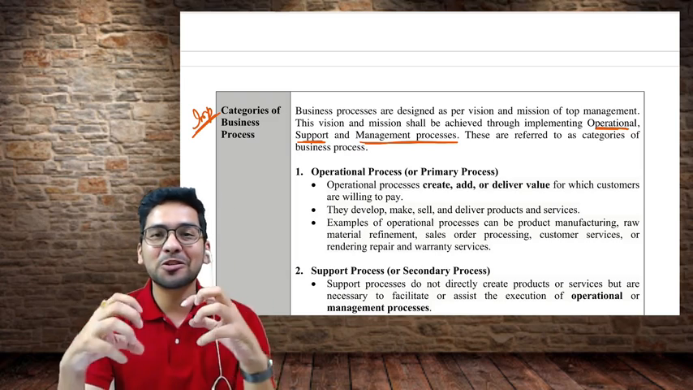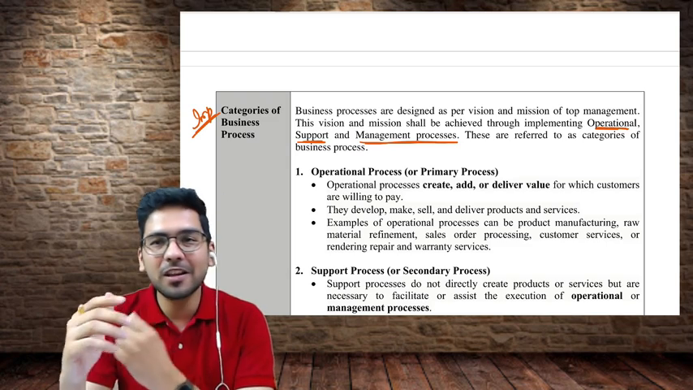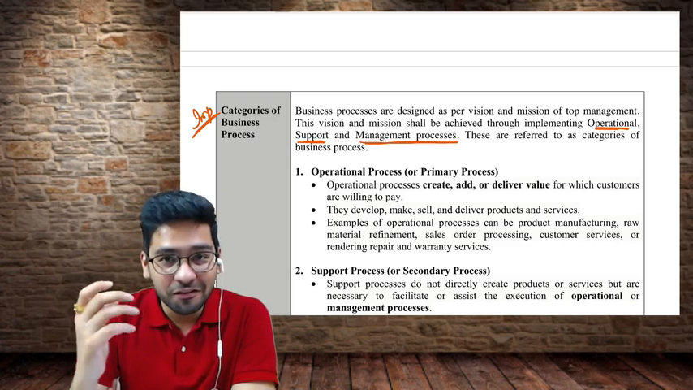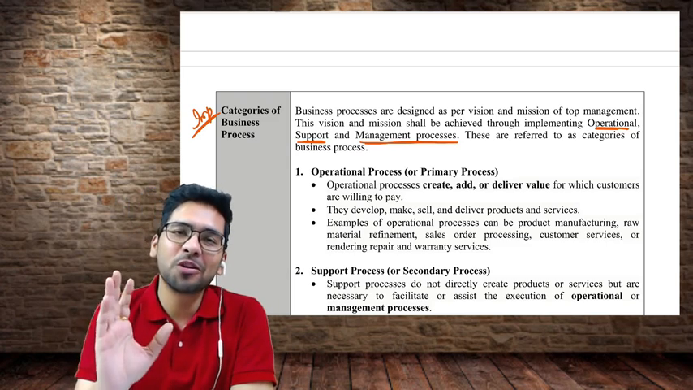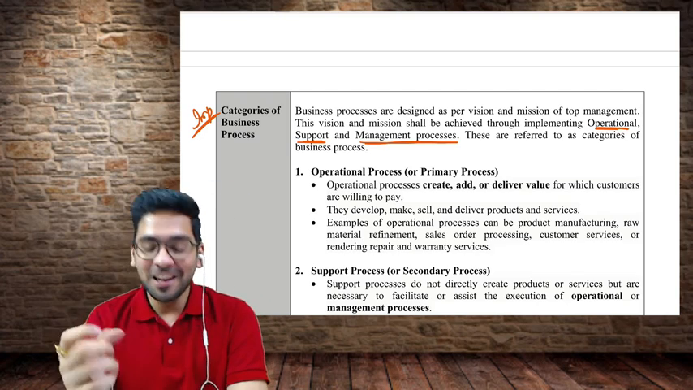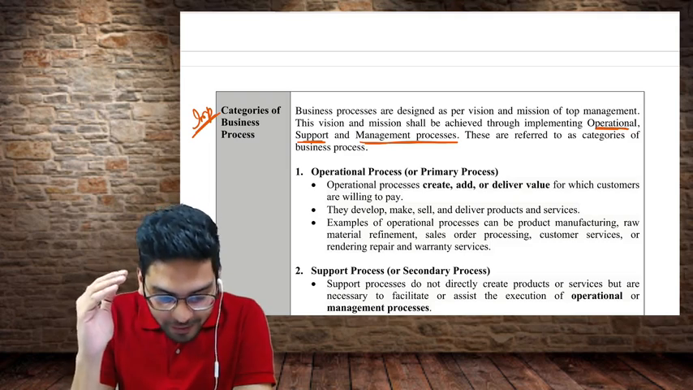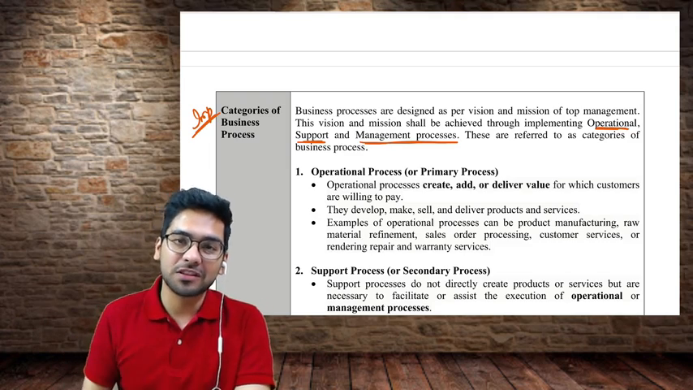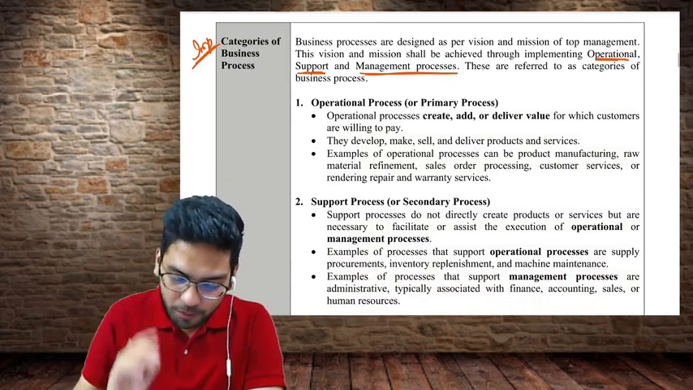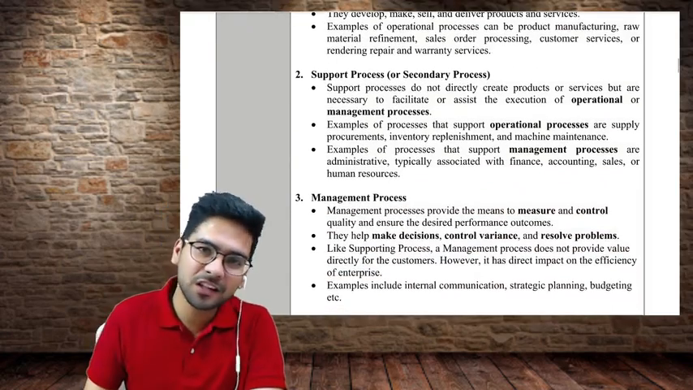That is why I thought I should tell you in the beginning of the sessions only that whenever we are going to cover a definition also, you have to give it equal importance, right? Okay, now coming back to the topic, we are going to start with the three categories of business processes. What are the three categories? First is operational process, second is support process, and third is management process.